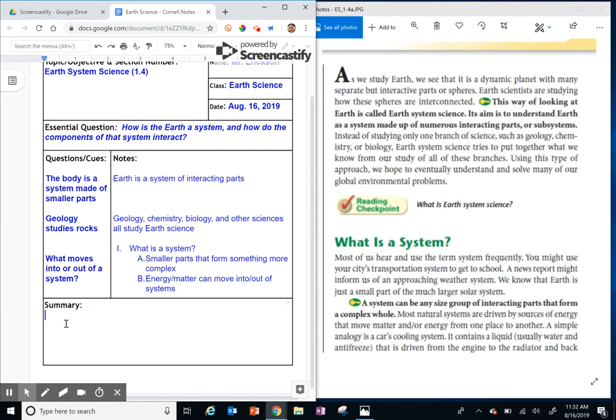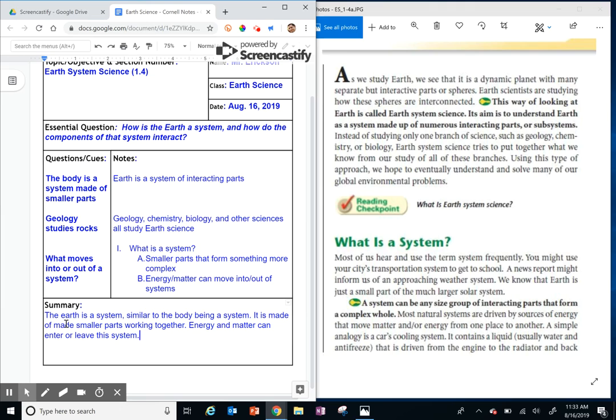And for this section, I might write, the Earth is a system similar to the body being a system. It is made of many smaller parts working together. Energy and matter can enter or leave this system. And I didn't finish note taking, but I'm sure there's a few other big ideas here. Maybe they're even going to use some examples from Earth that I would include in this final summary.